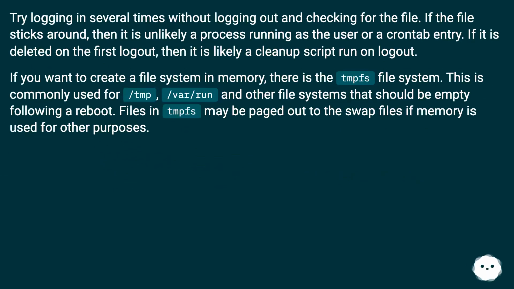Try logging in several times without logging out and checking for the file. If the file sticks around, then it is unlikely a process running as the user or a crontab entry. If it is deleted on the first logout, then it is likely a cleanup script run on logout. If you want to create a file system in memory, there is the tmpfs file system. This is commonly used for /tmp, /var/run and other file systems that should be empty following a reboot. Files in tmpfs may be paged out to the swap files if memory is used for other purposes.